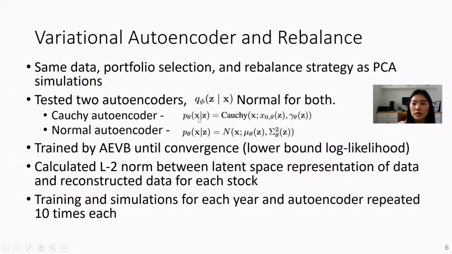Here X is the observed stock returns and Z is the latent space. We use Cauchy and normal because we wanted to compare them, and because finance data has often been shown to have heavy tail distributions. We train these autoencoders with auto-encoding variational Bayes until convergence of the lower bound log likelihood, and we calculate the L2 norm of the difference between the latent space representation of the data and the latent space representation of the reconstructed data for each stock. The training with the simulations was repeated 10 times each.